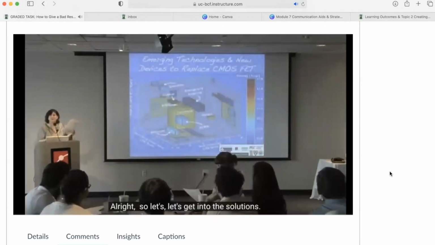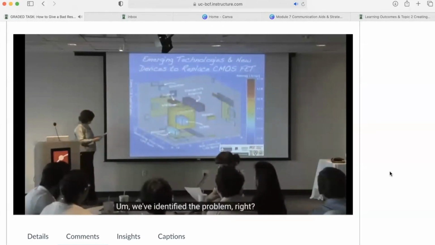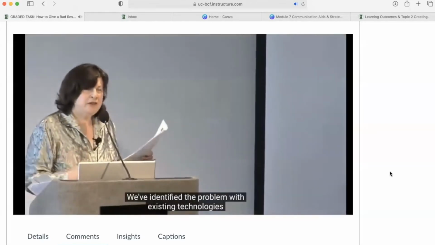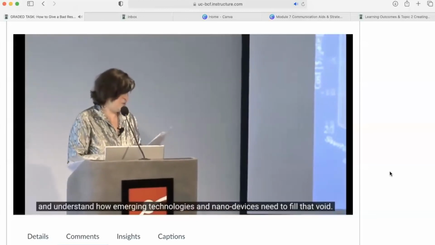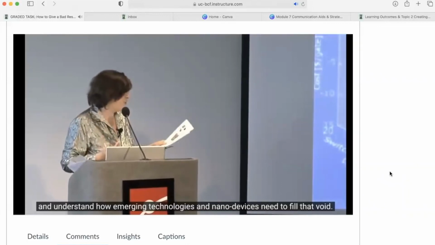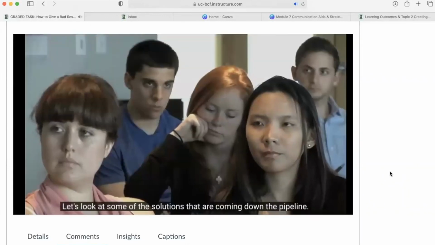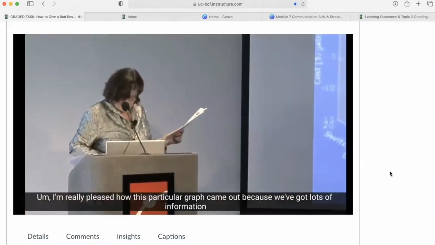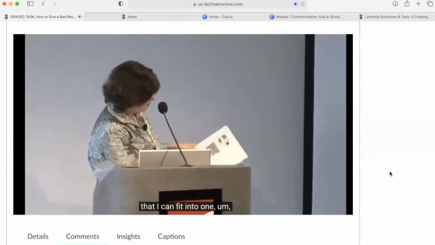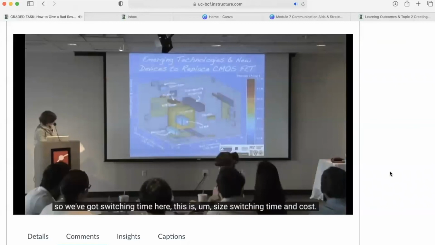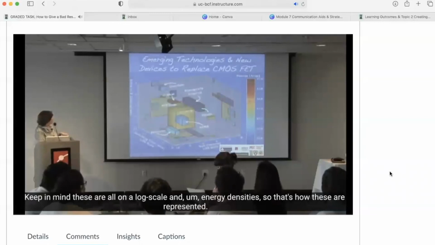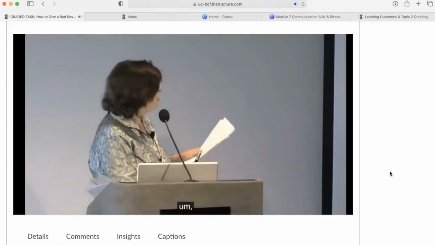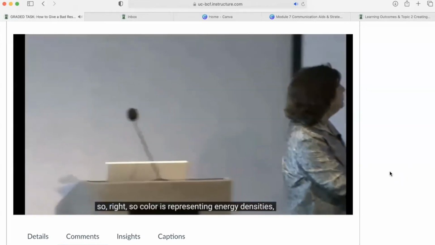All right, so let's get into the solutions. We've identified the problem, right? We've identified the problem with existing technologies and understand how emerging technologies and nano devices need to fill that void. Let's look at some of the solutions that are coming down the pipeline. I'm really pleased how this particular graph came out because we've got lots of information that I can fit into one. So we've got switching time here. This is size, switching time, and cost. Keep in mind these are all on a log scale, and energy densities, so that's how these are represented. So color is representing energy density.